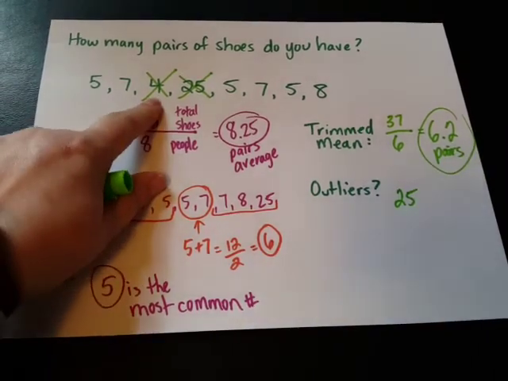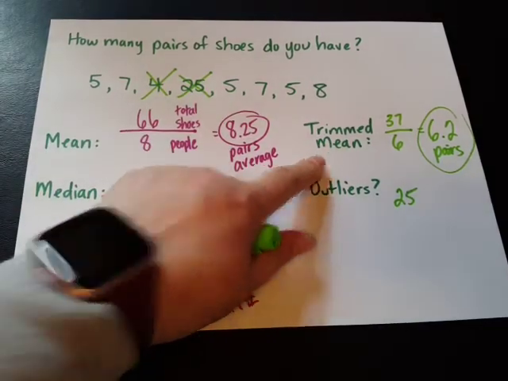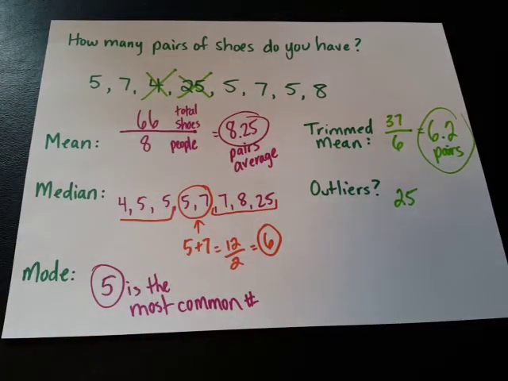Although we had to remove 4, we did that just because it was the definition of trim mean. Get rid of the highest, get rid of the lowest. But in terms of outliers, 4 is not an outlier. 4 seems to be low, but a normal number for our group of people that we talk to. But the person with 25 pairs of shoes, this looks like a hobby. It doesn't seem to be the normal.